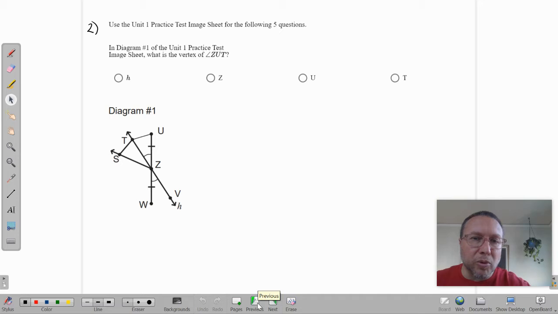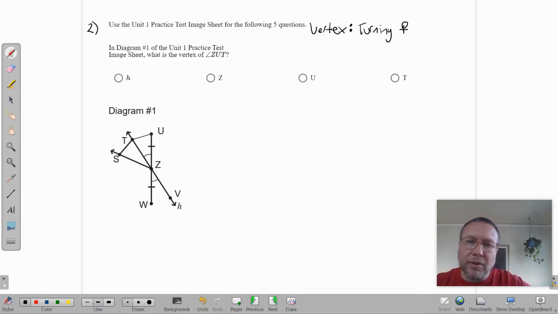These next 5 questions are going to be referring to diagram number 1 that's on the image sheet. This question is saying, what is the vertex of angle ZUT? All right, so vertex, first of all, we think of the vertex as what we call the turning point. If I have an angle, and I'm not even worried about the letters just yet, but let's say I have an angle that looks like this. What we mean by turning point is that the angle comes in, it hits a point, and then it turns and goes a different direction. So this point right here, that's what we refer to as the vertex.